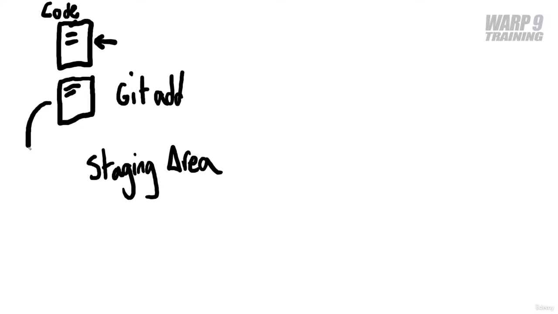So now what happens is Git makes a note of this. And now it says in the staging area, it now has one new file.